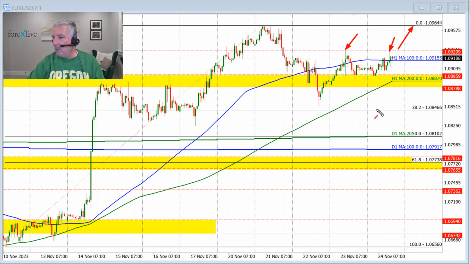So overall, we are trying to see buyers against the swing area down through here. That's more bullish, and we're trying to see the price. The buyers are trying to take the price above the 100-hour moving average. That's more bullish as well. We'll see if that momentum can continue.